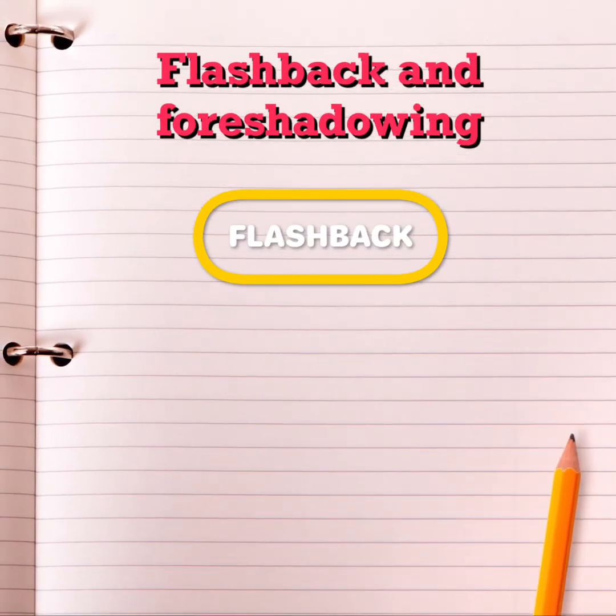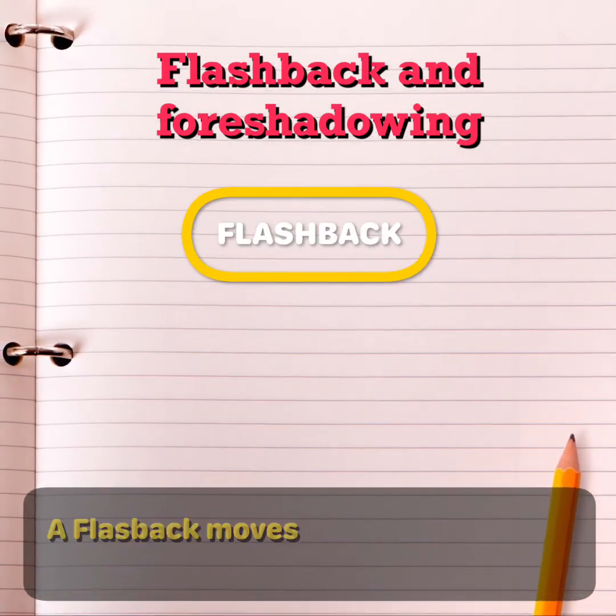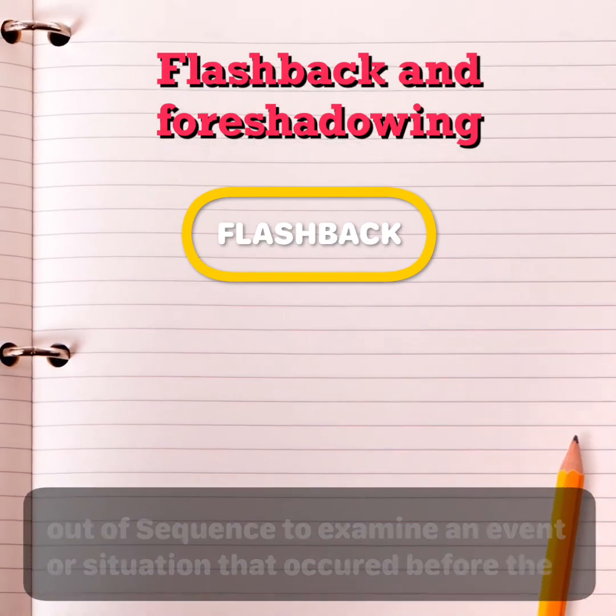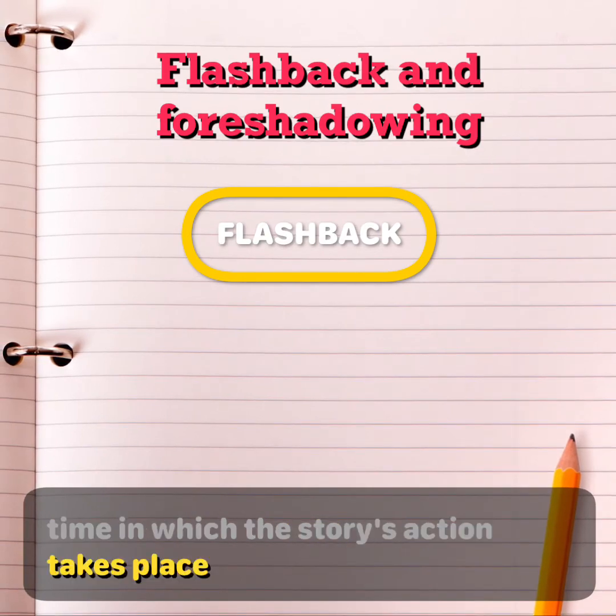Okay. Let's move on to the flashback and foreshadowing. Writers who wish to depart from strict chronological order use flashbacks and foreshadowing. A flashback moves out of sequence to examine an event or situation that occurred before the time in which the story's action takes place.